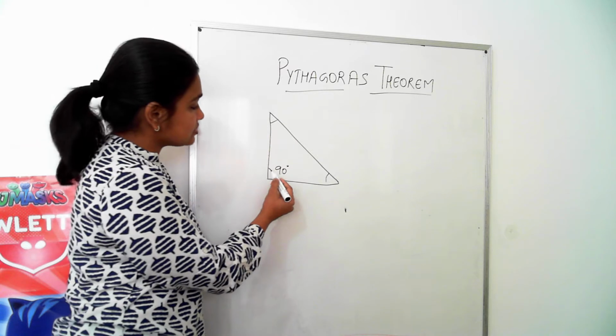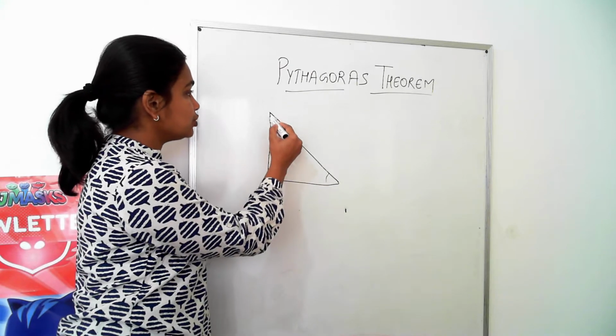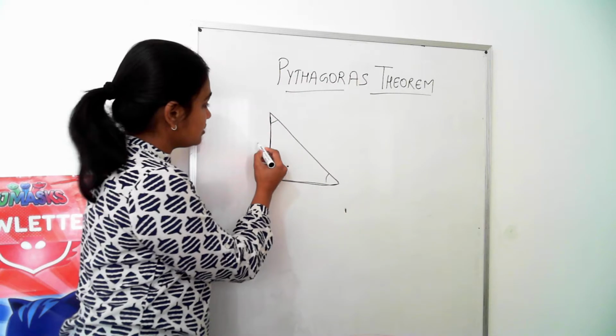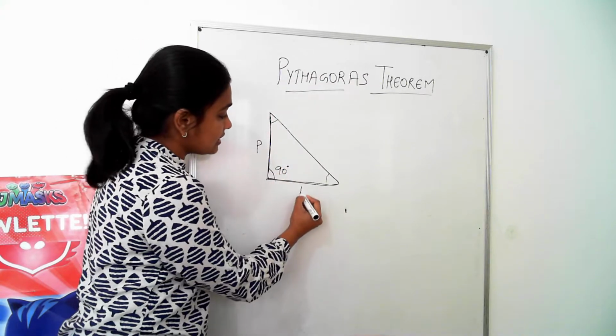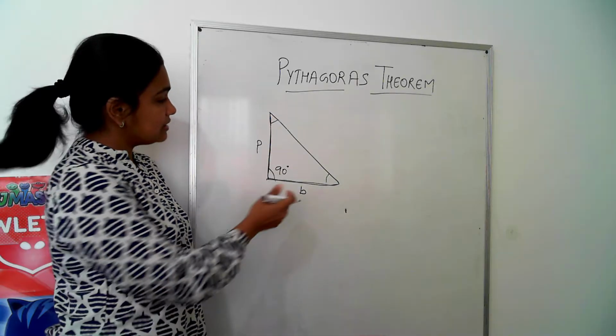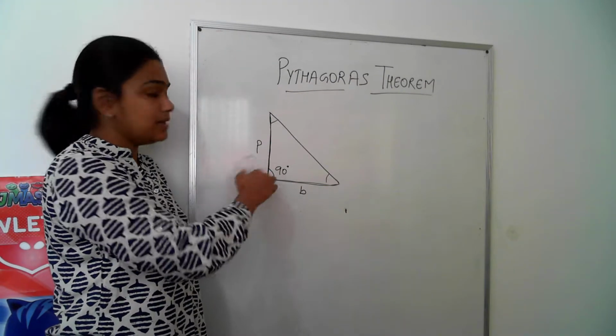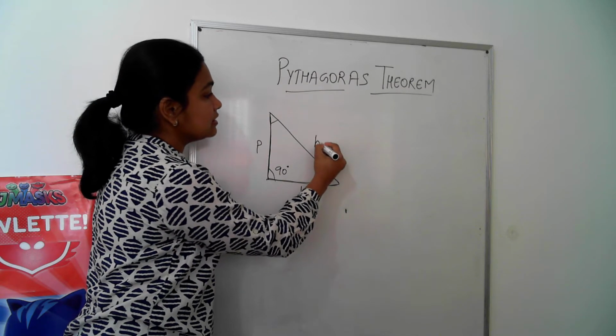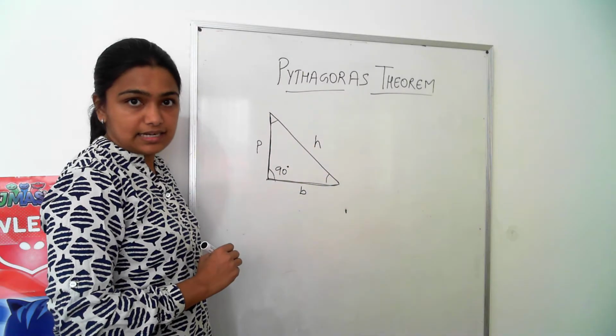Now, in a right angle triangle, what do we say? That the two sides which make the right angle, one is called perpendicular and the other one is called base. You can interchange them as well. But let's say this is the perpendicular line and this is the base. And the third one is called the hypotenuse side.